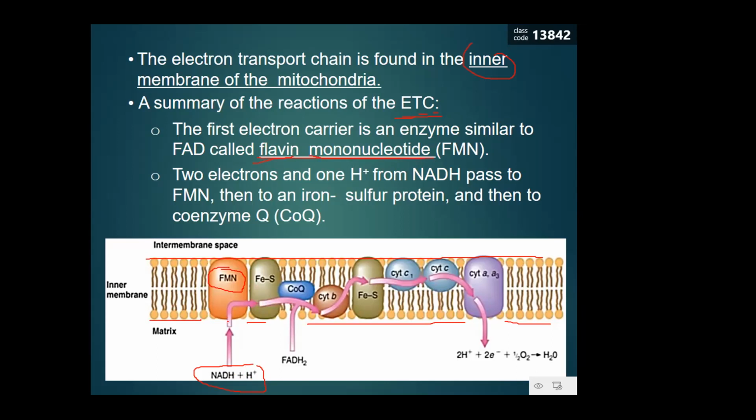After that, it will enter a protein that contains iron and sulfur. Okay? It will enter this part ng ating yung NADH plus H+ natin, dadaan diyan. No? Dadaan siya diyan to produce Fe or iron and sulfur. After that, papasok naman siya sa coenzyme Q.